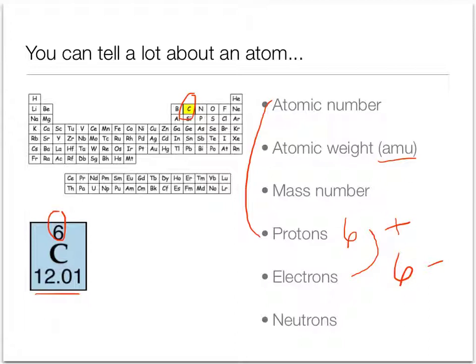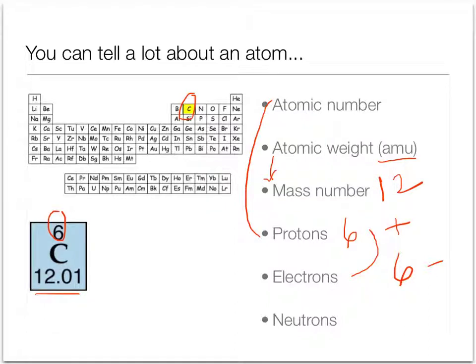For now, remember that if you round the atomic weight to the nearest whole number, you get a new important number for carbon, and that's the atom's mass number. For carbon, the mass number is 12.01, rounded to 12.